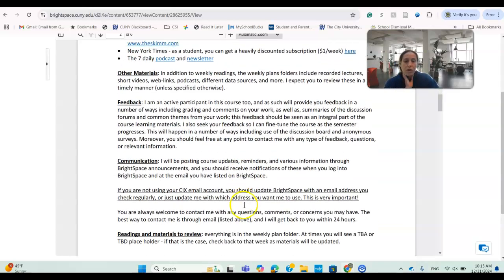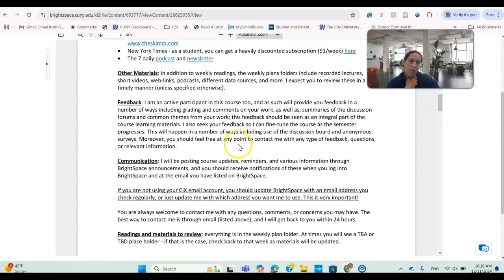Feedback and communication. The more feedback you give me, the better learning experience I can provide you. If something's missing, if you're not sure about something, please ask me. Contact me by email or post it on the question and answers discussion forum, and I will get back to you within 24 hours, many times much, much sooner than that. But if you have a problem and you don't tell me about it, then I didn't know about it.